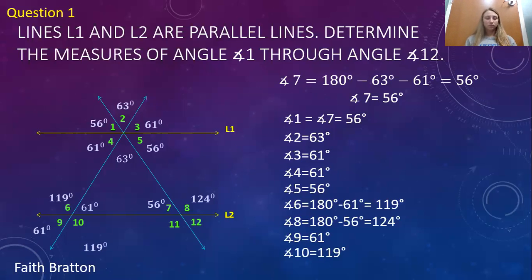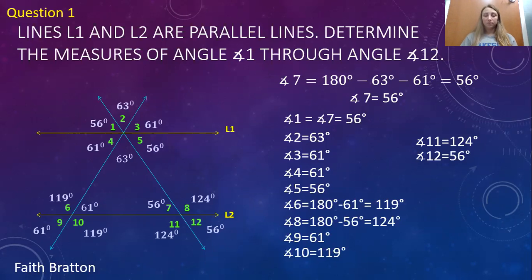To find angle 11, the opposite of angle 11 is 124. It is a vertical angle with angle 11, and since vertical angles are equal, angle 11 equals 124. To find angle 12, we look at the opposite of angle 12 with the value of 56, which is a vertical angle with angle 12. Angles 7 and 12 are vertical angles, so since angle 7 equals 56, angle 12 equals 56.